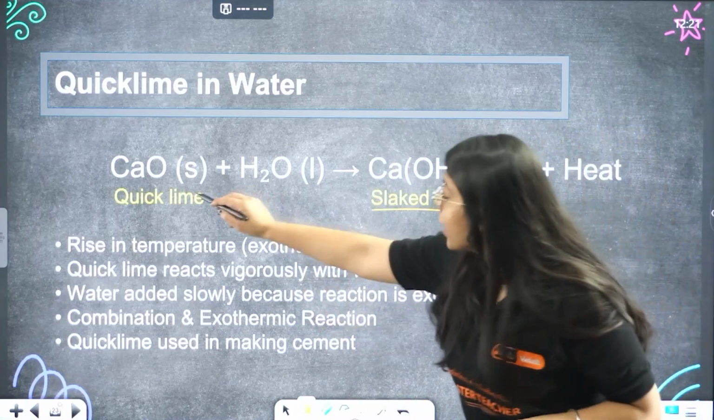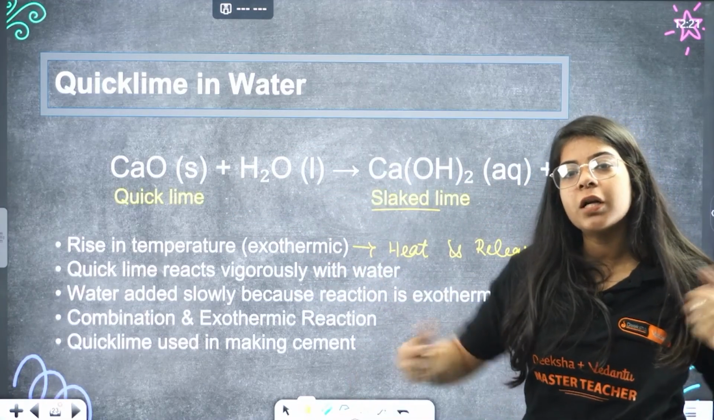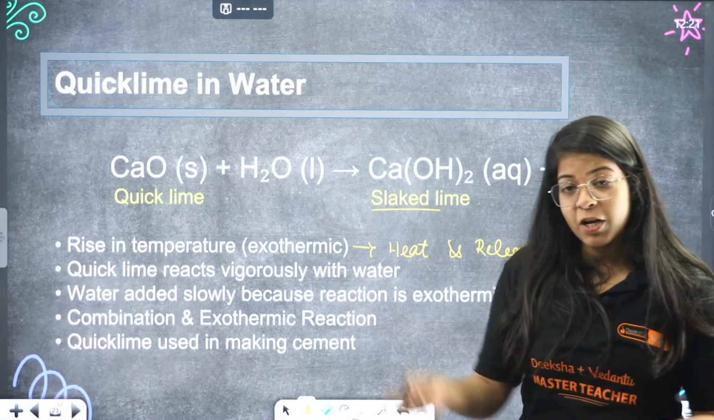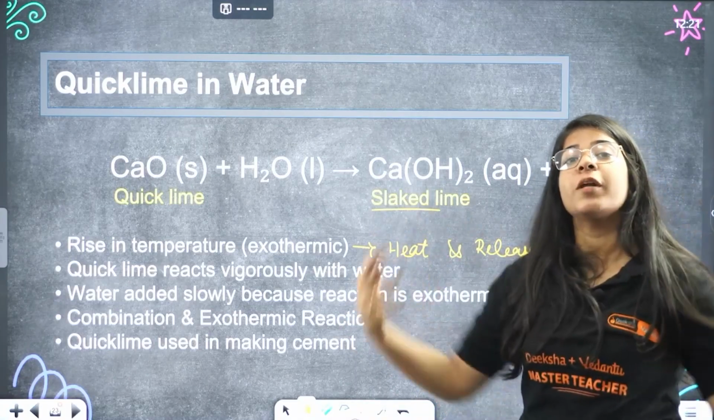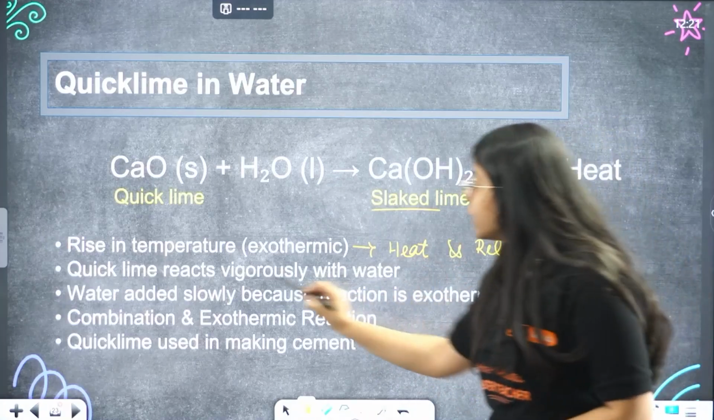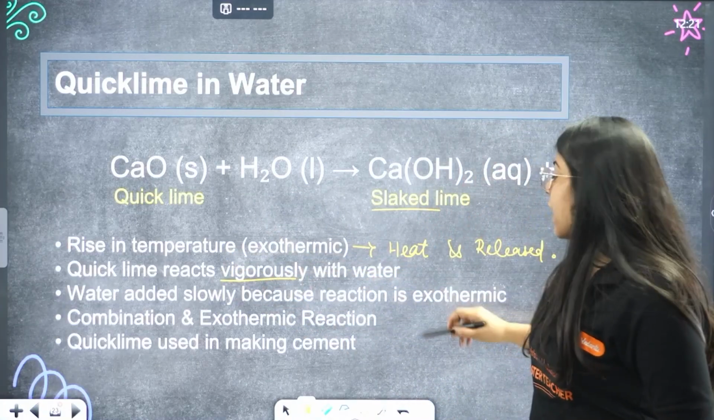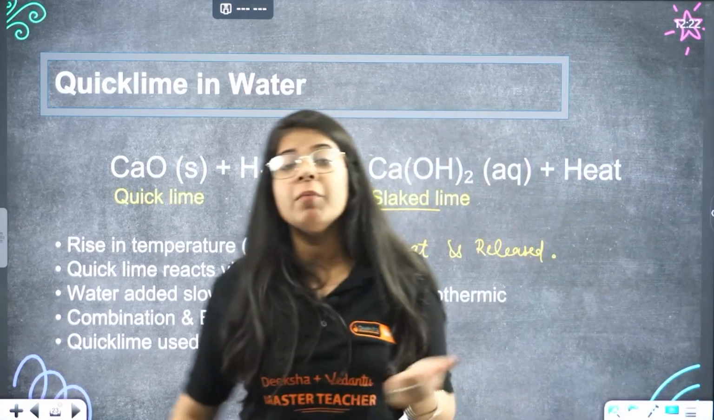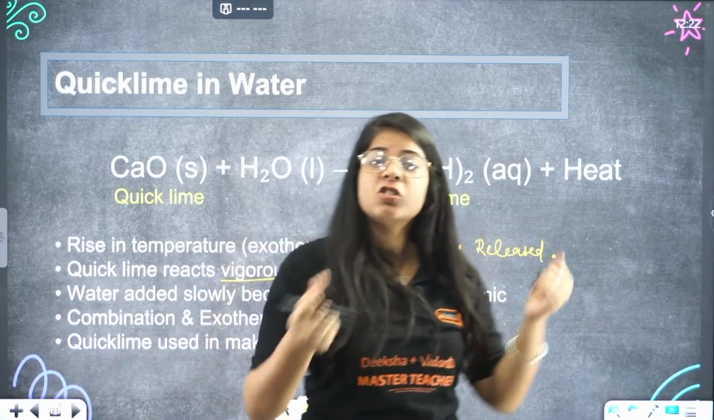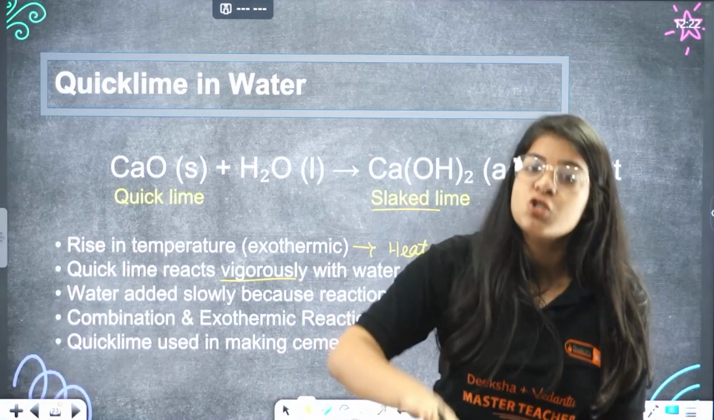Now, quicklime vigorously reacts with water. It means it reacts with water like a boom. So, whenever you put water in that quicklime, it releases so many fumes, so much heat. So, it is vigorously reacting. Water is added slowly because the reaction is exothermic. If we put a lot of water in it, it will get heated in an instant and it will release so much heat. So, we put the water very slowly.